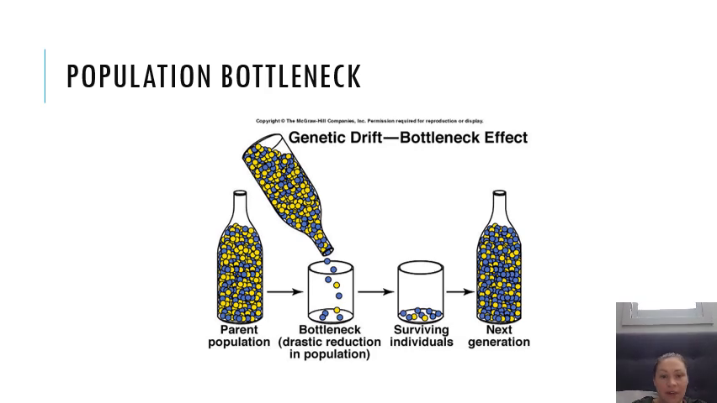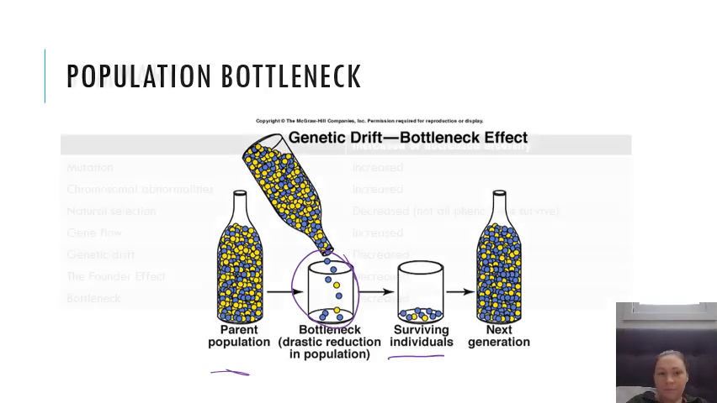There's a diagram here which shows population bottleneck. Basically we've got a parent population, we've got a bottleneck, so something that's drastically reduced the population number. We've got few surviving individuals. The next generation will build up, but their genetic diversity will be different to the original population. You can see visually that there's lots more blue than yellow in this particular population compared to the original, which looked much more even.